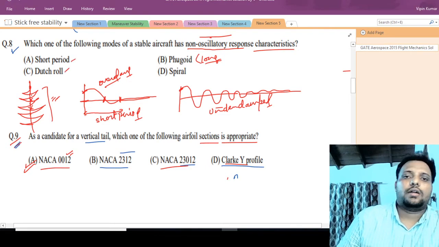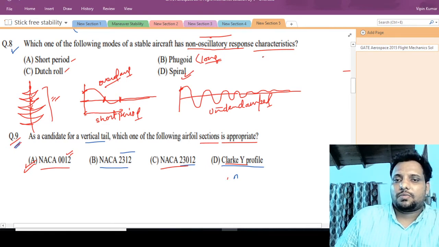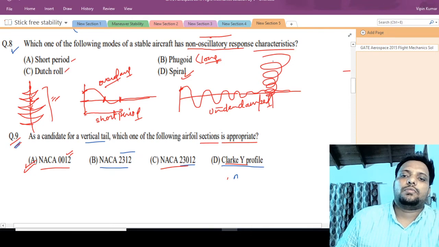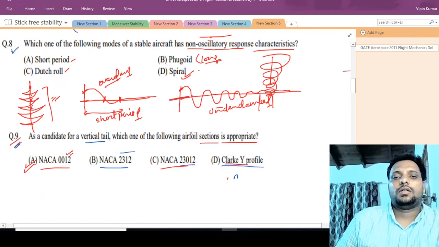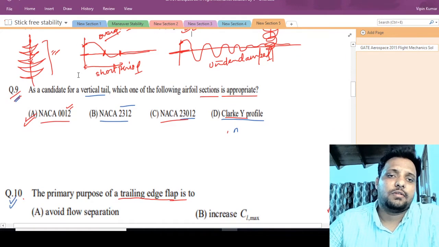So these three are wrong answers, and the correct answer is spiral. And what happens in a spiral? The aircraft keeps losing its altitude and it never goes back to its initial position. That is why it never crosses this line. So this is a non-oscillatory response characteristic of a stable airplane.